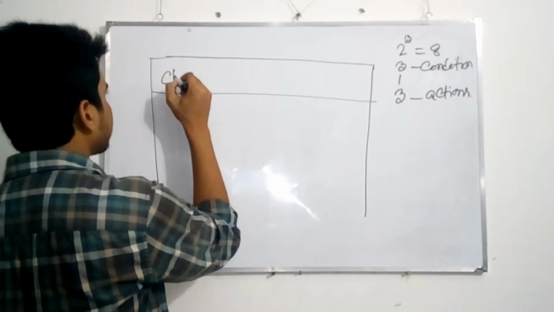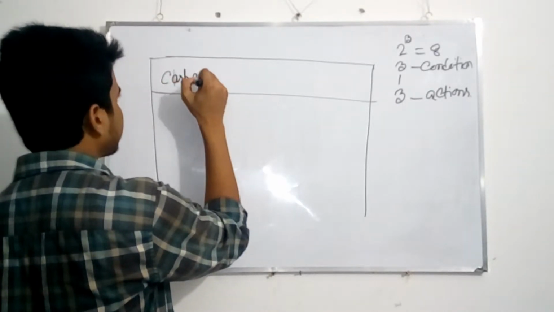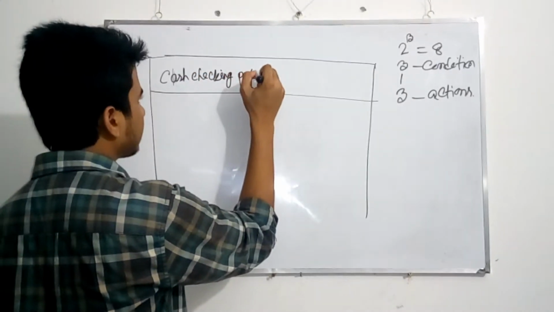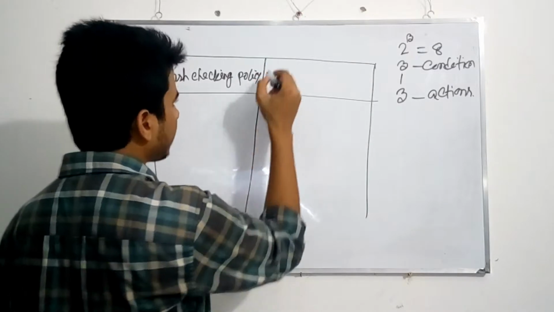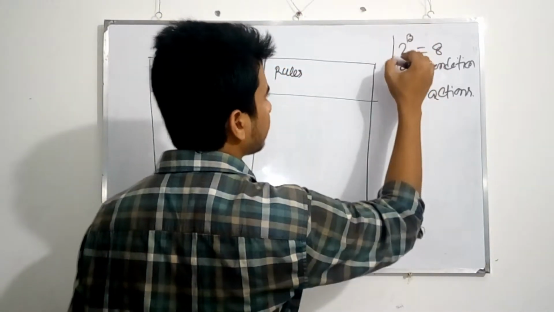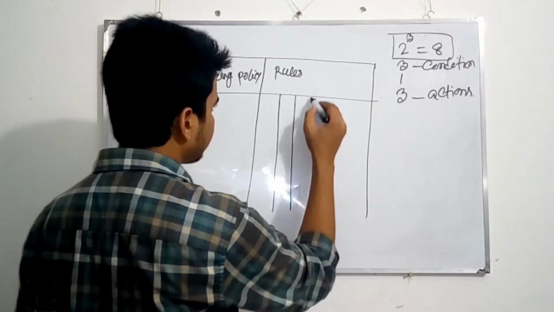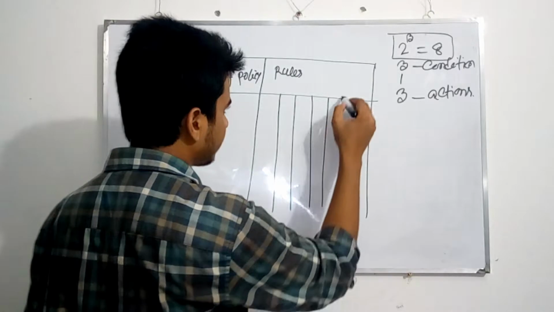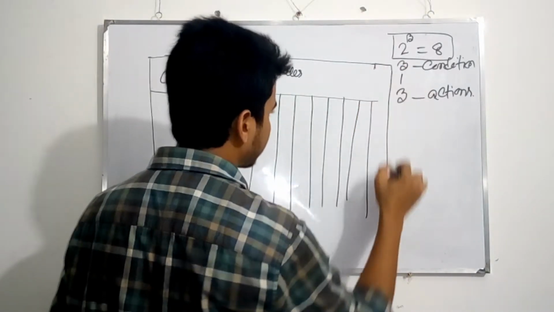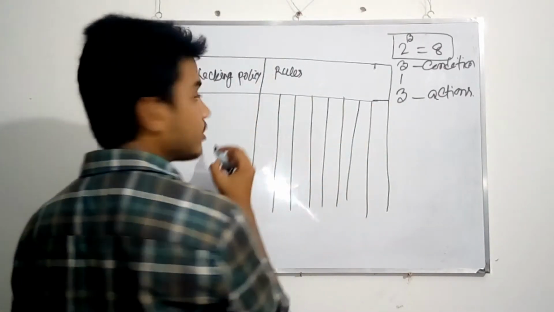One is cash checking policy, and here are our rules. As we calculated, we have 8 rules. So 1, 2, 3, 4, 5, 6, 7 and 8.